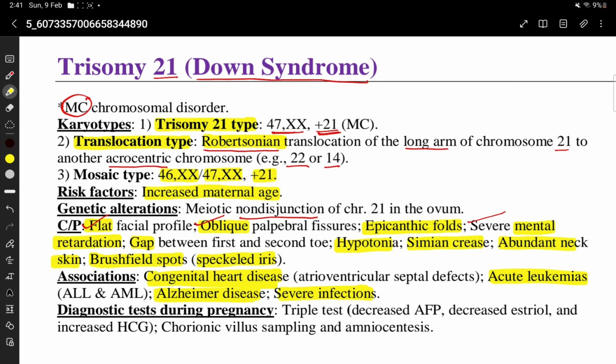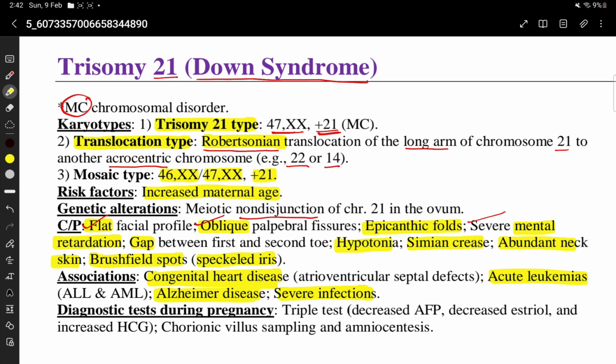Down syndrome is associated with congenital heart disease, that is atrioventricular septal defect. It is associated with acute leukemias, ALL or AML. It is associated with Alzheimer's disease and severe infection.